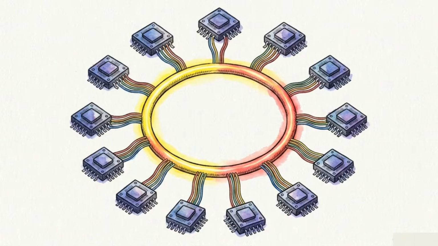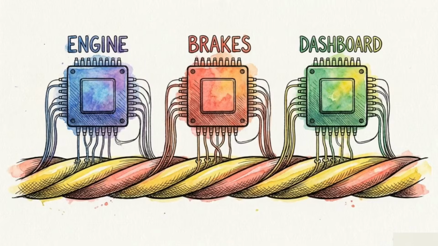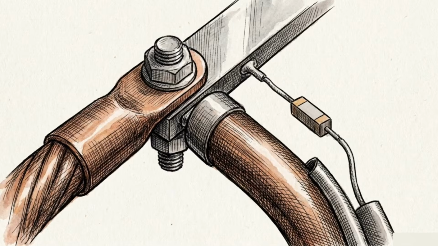CAN operates as a pure broadcast system. There are no master or slave devices and no device addresses. Every node on the network reads every message sent across the bus. Arbitration is handled through the message identifier. Because a dominant 0 physically alters the voltage on the bus, it naturally overwrites a recessive 1.